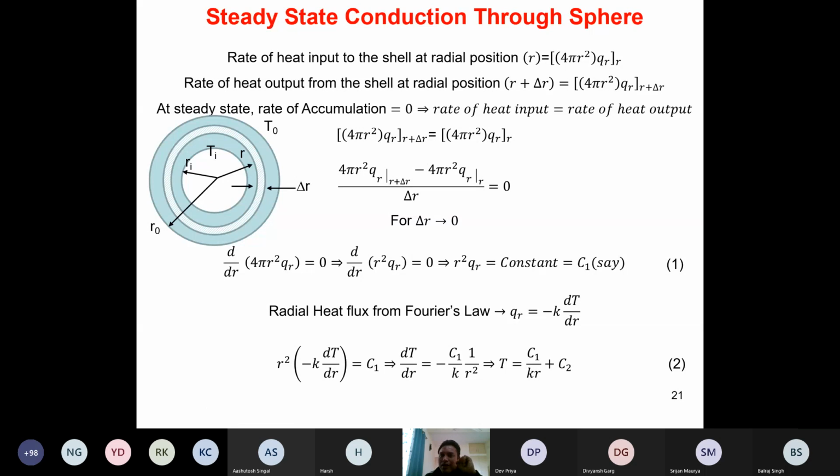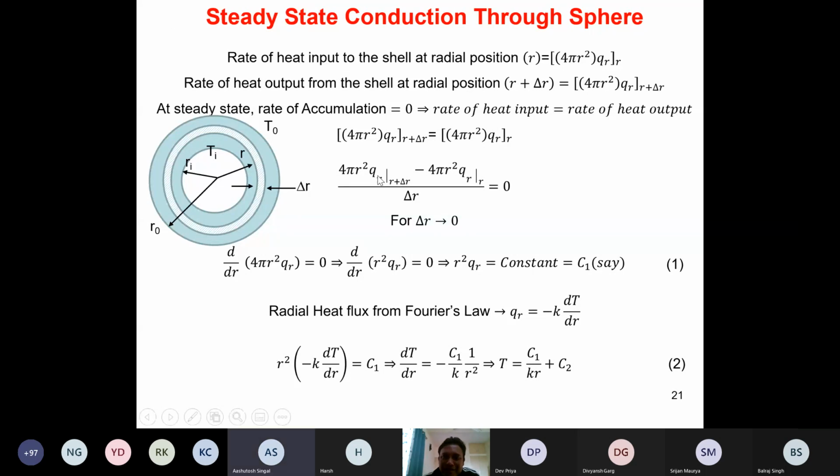That is one thing. Another thing is the temperature profile is not going to be linear. That is the second thing. And the third thing is the rate of heat transfer Q is going to be the same for all the concentric slabs you are having in a cylindrical geometry as well as in a spherical geometry. So these are the three things one has to remember.